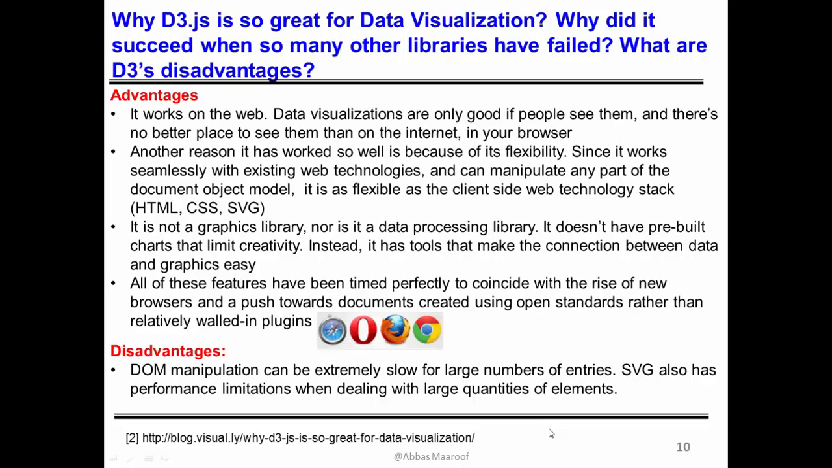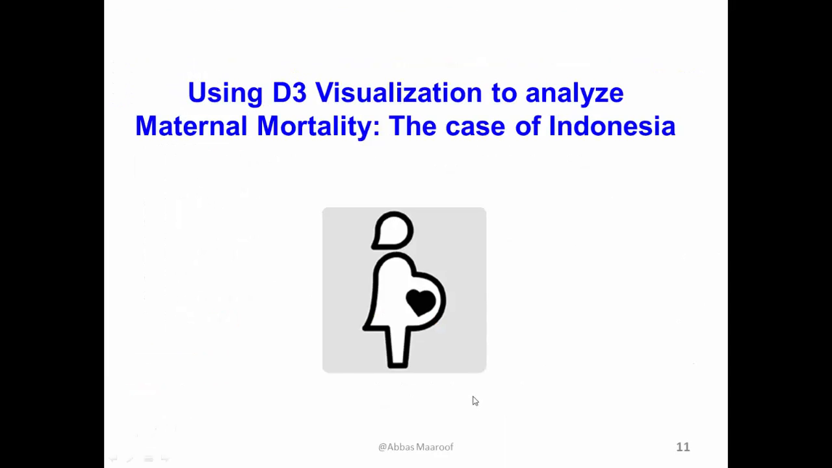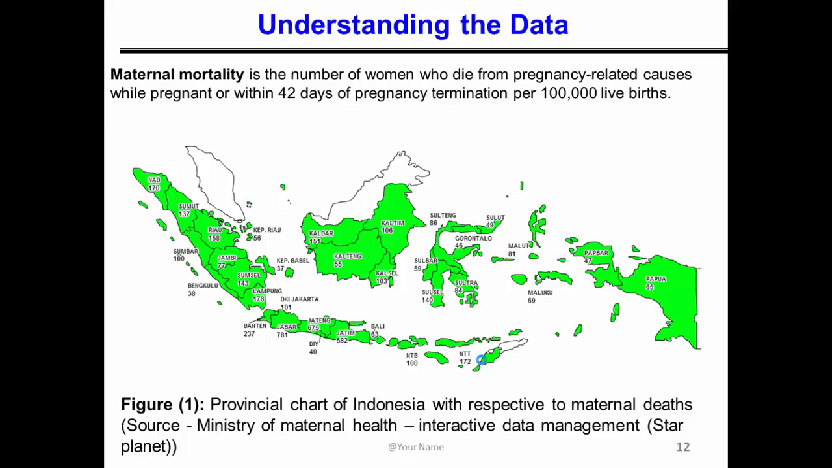And the disadvantage, only one disadvantage, is that DOM manipulations can be extremely slow for large numbers of entries. SVG also has performance limitations when dealing with a large quantity of elements. Now we start to show you how to use D3 to analyze our case study, which is maternal mortality, the case of Indonesia. First, we need to understand the data.